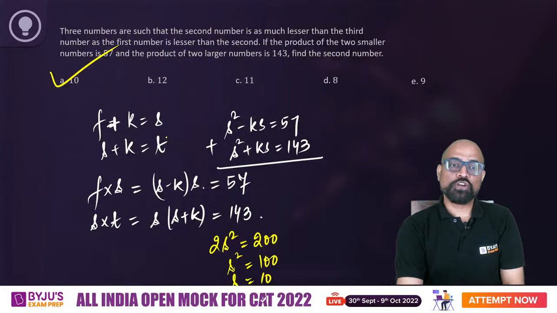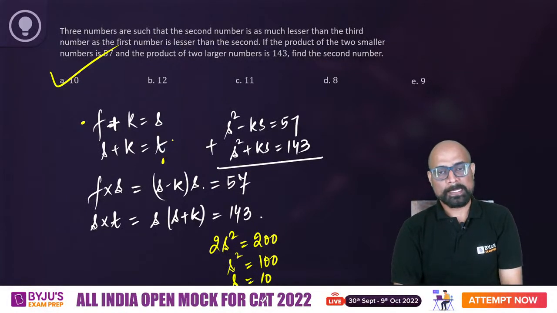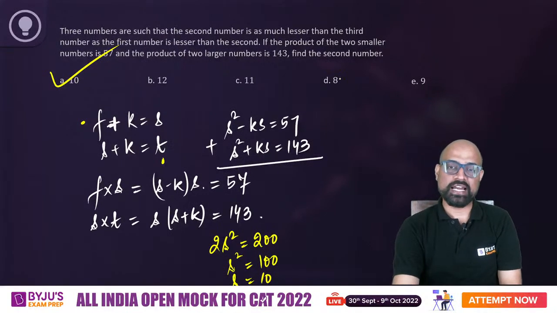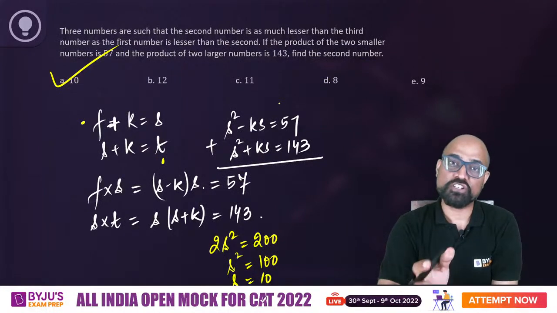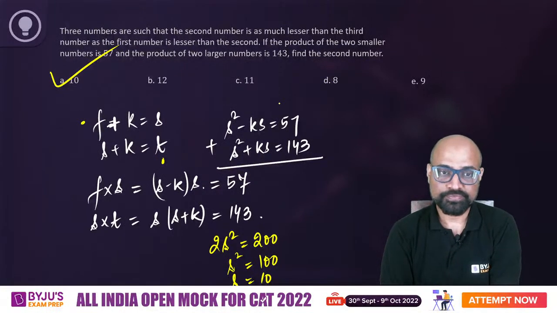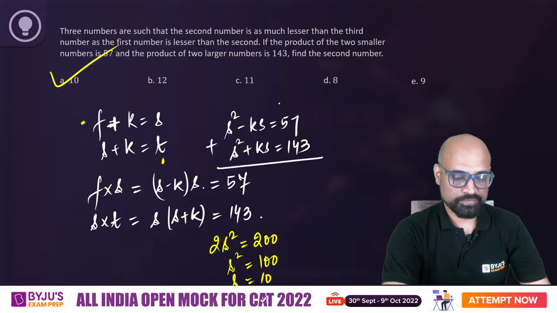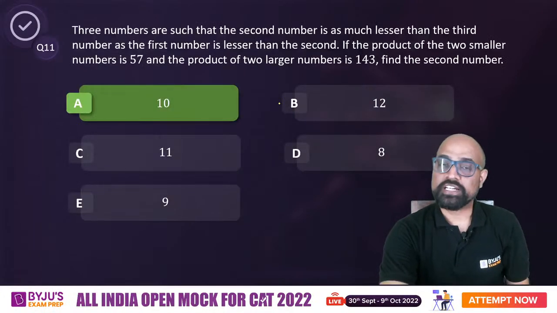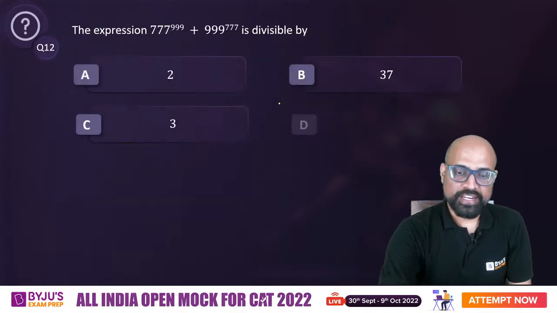If s is going to be 10, f and t, as in the first number and the third number, will turn out to be fractions. So the question has no problem. The problem was that these are not numbers. I mean, of course, these are numbers, but these are not integral numbers. So 10 is the answer. Okay, next question.